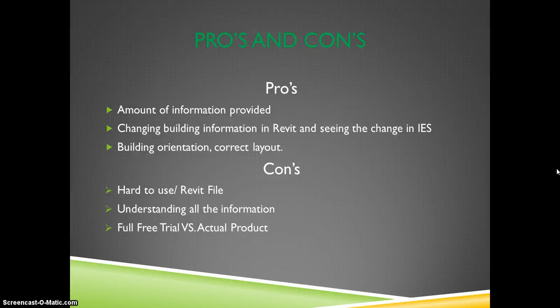And some of the pros and cons about the IES software. Pros, the amount of information provided. There's a god-awful lot of information at your fingertips that you can use to help design and create your building. That allows you to change your building information in Revit and see the changes in IES, so the files will go back and forth. If you change your building orientation in Revit, it's going to change your building orientation in the virtual environment.